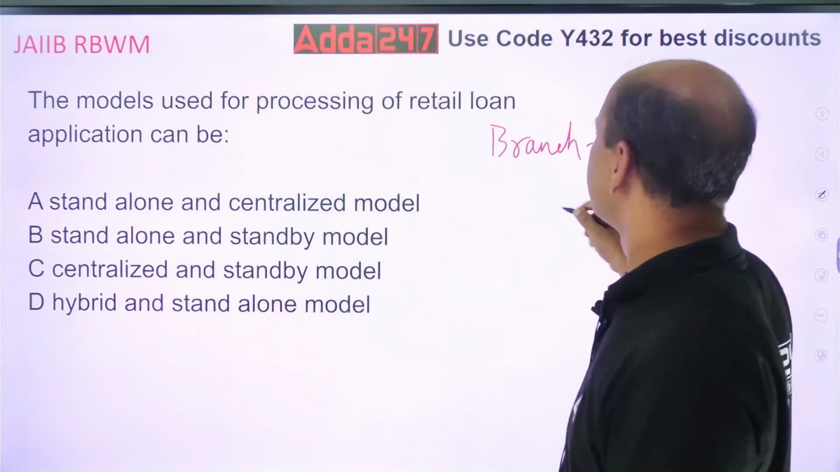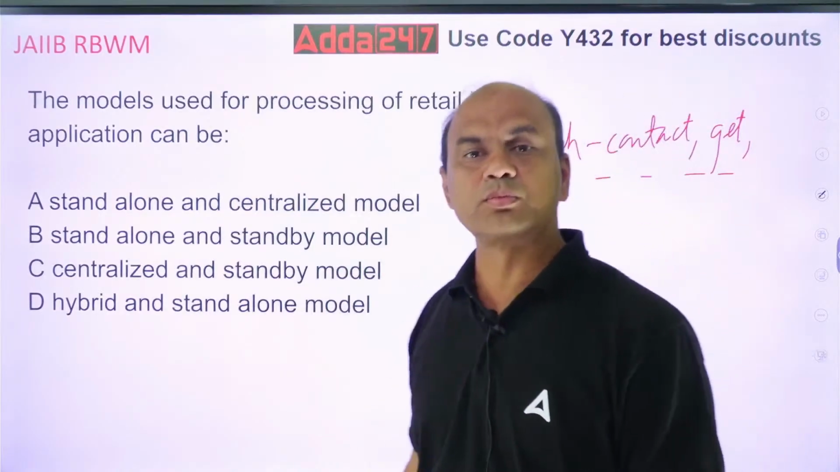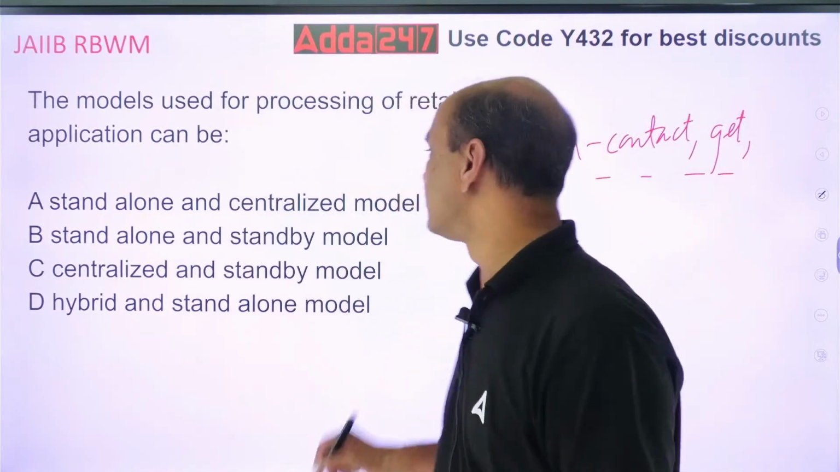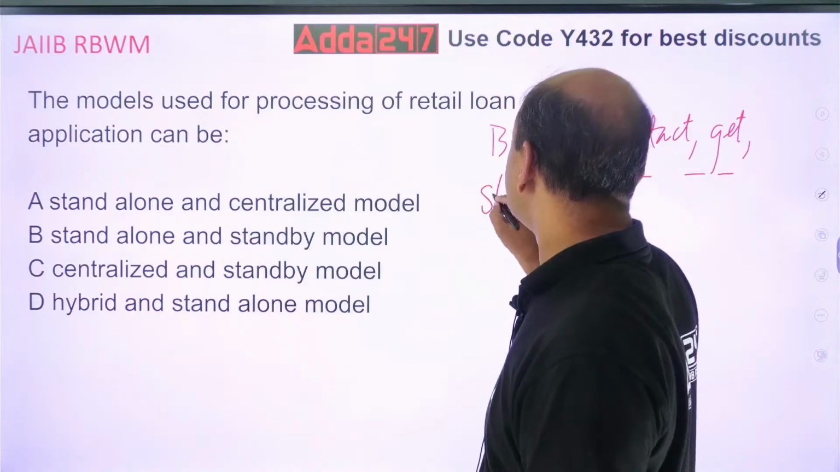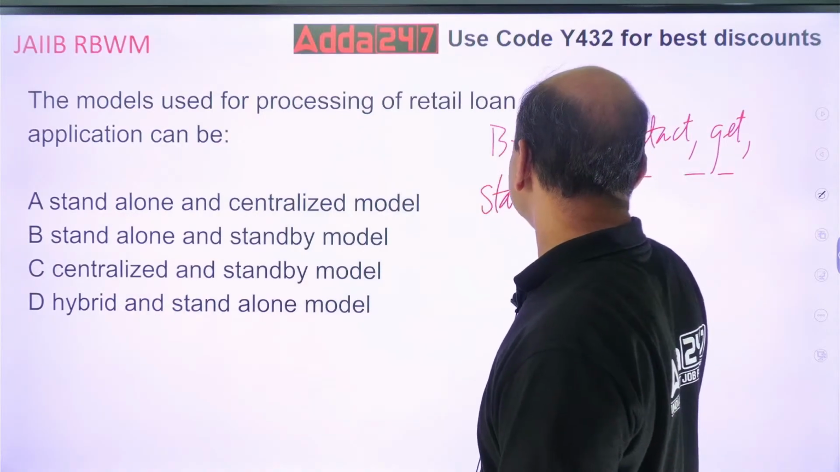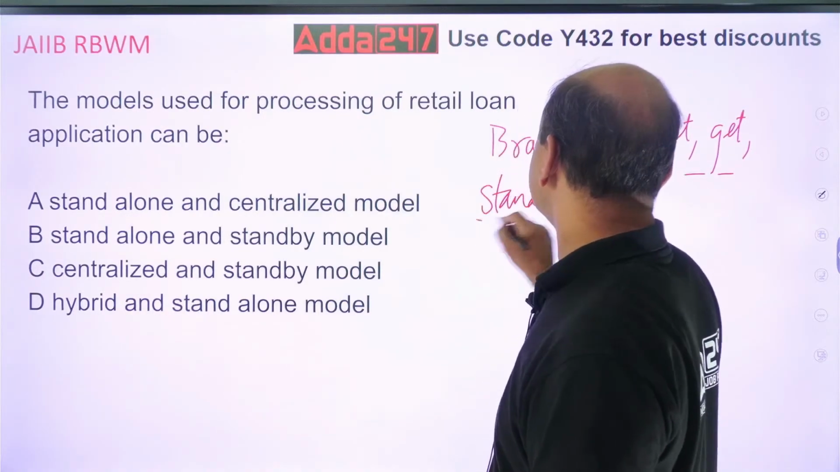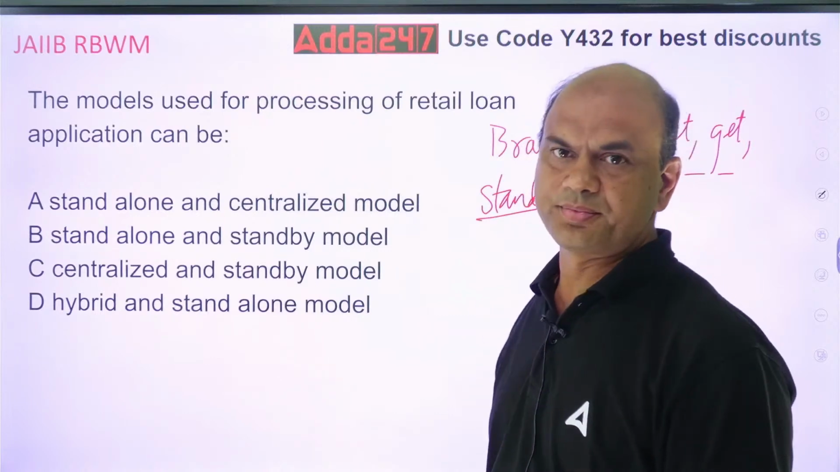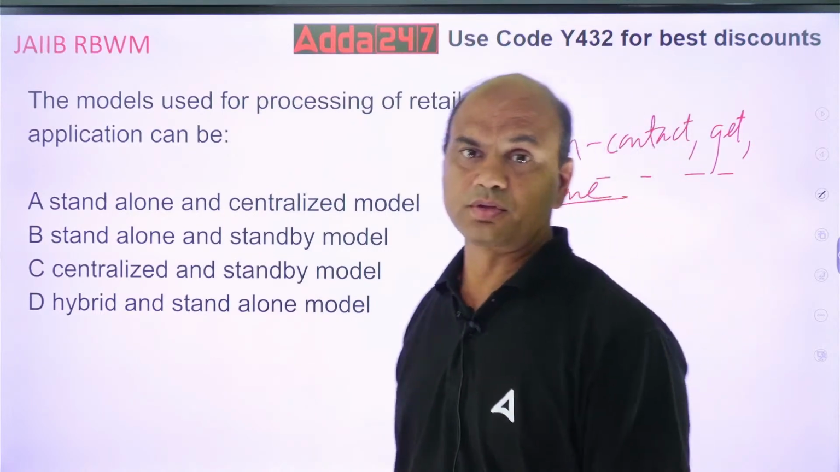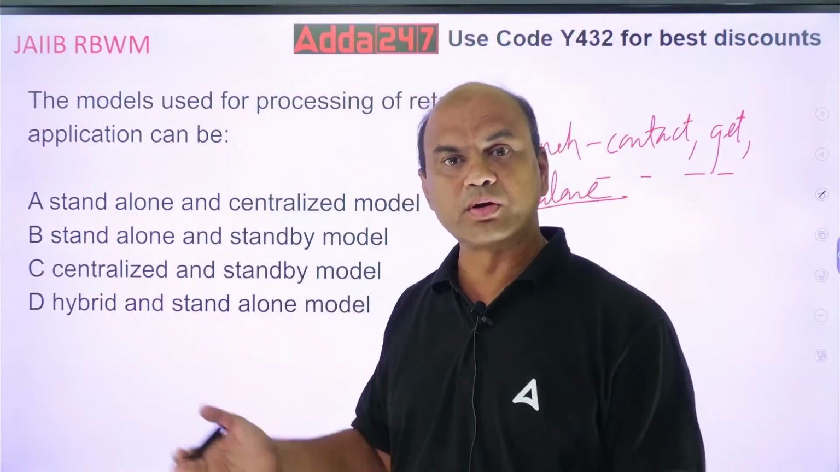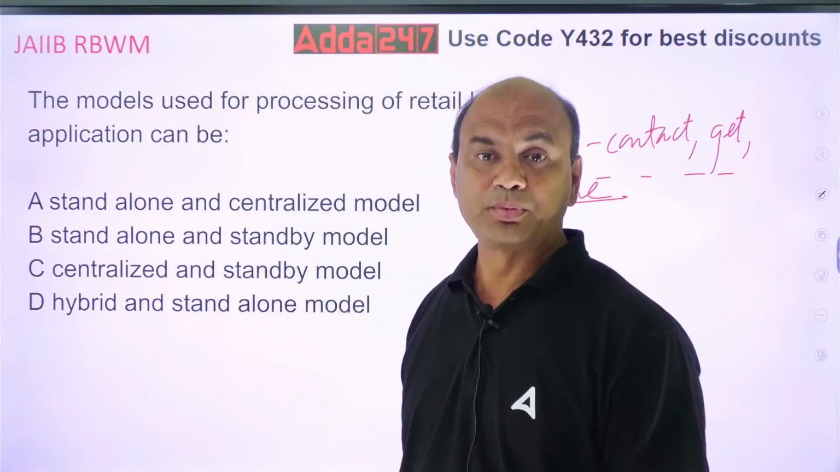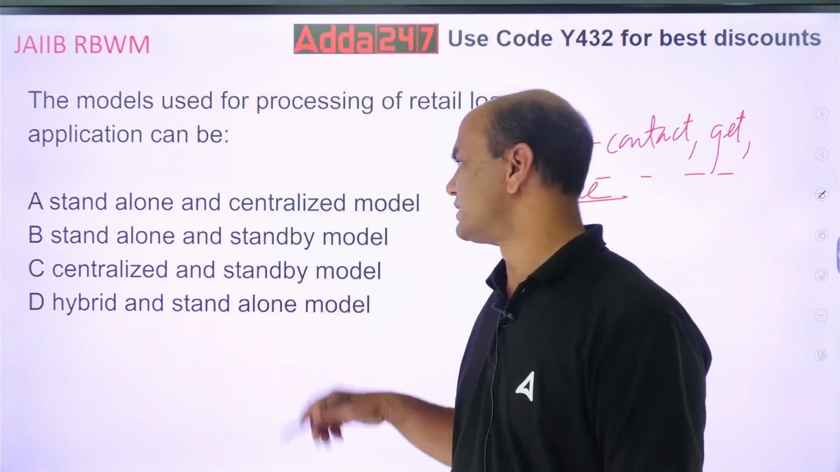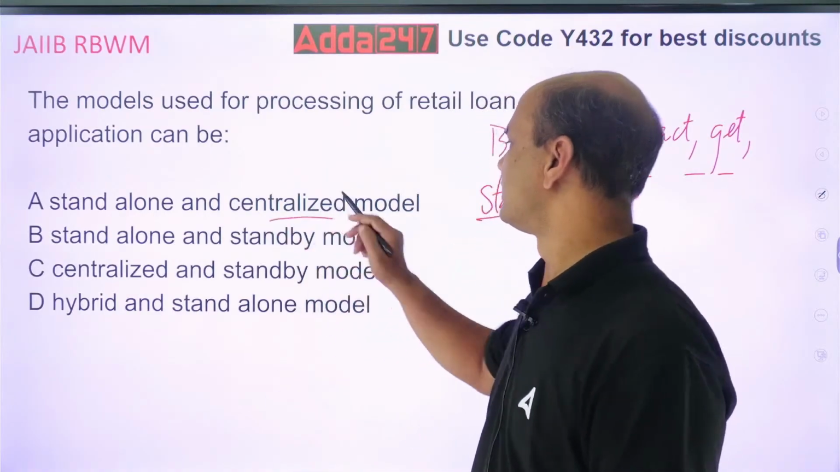So this is known as standalone processing. Standalone means everything is done at the branch level. Now the second point over here is the CPU model, the centralized model.